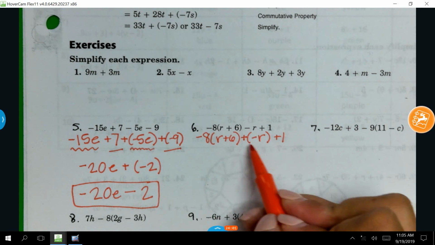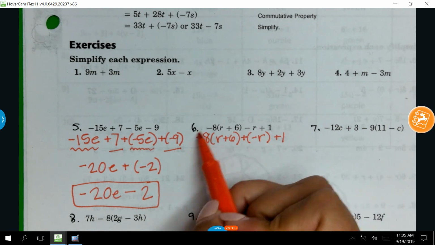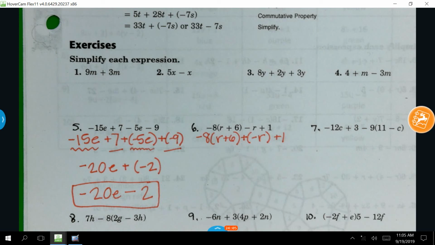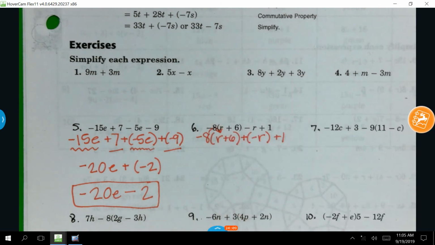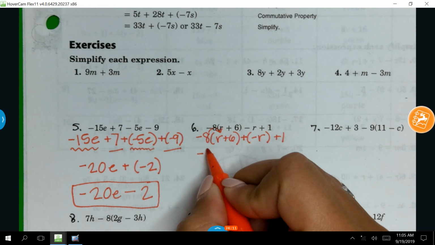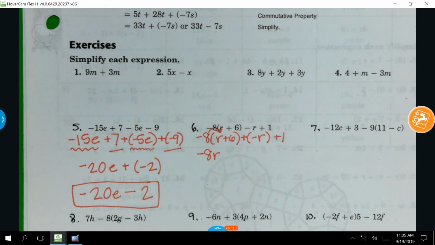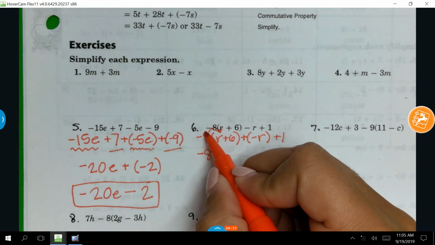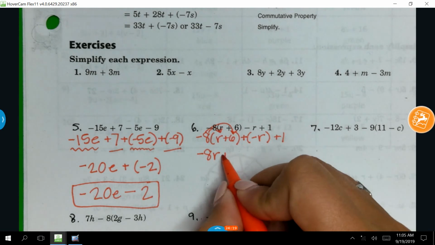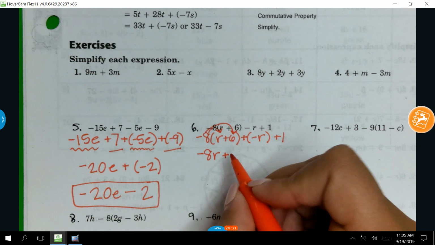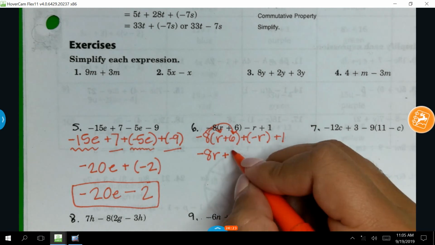Alright, so now that I've rewritten that subtraction, now I can take care of that distributive property. So I'm going to distribute the negative 8 to the r, which leaves me with what? Negative 8 times r. And then I've also got to distribute it to the 6, correct? So that means I have negative 8r plus what? Plus negative 40.